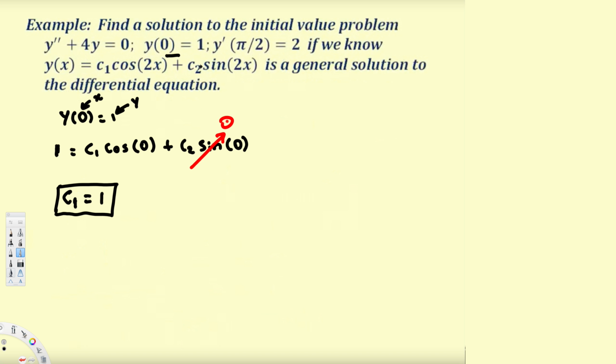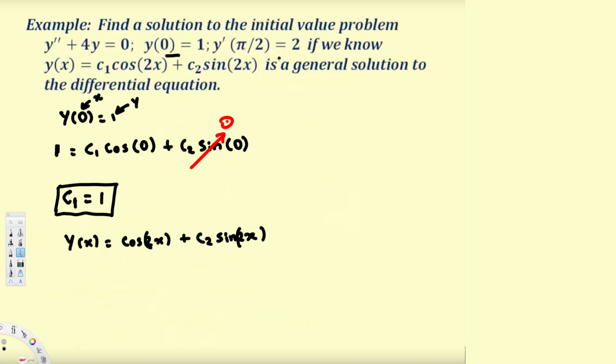And to find c2, what we have to do is plug in this c1 value and write this equation again. So this is going to be y of x. We know that c1 is equal to 1, and therefore 1 times cos 2x, that's going to be just cos 2x, plus c2 sine 2x. So this is the equation we have when we plug in this value. Now we have to find c2.